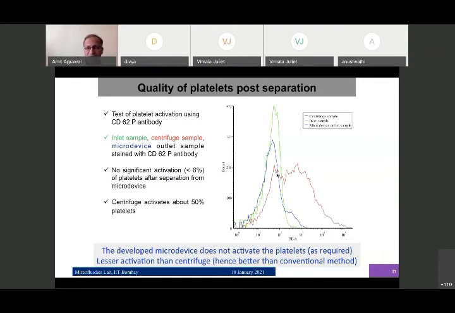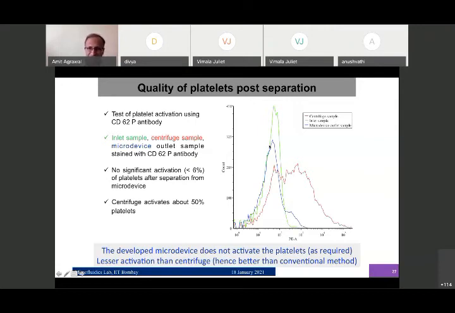So here there are 3 curves which are shown. One is the input sample. The other one is my centrifuge sample. And the third one is the one which is coming out from my device. So my inlet is my green. So we would like to maintain everything close to this green itself. What is there on my axis is not very important. So essentially, we are looking at the green curve, and we don't want deviation from this green curve.